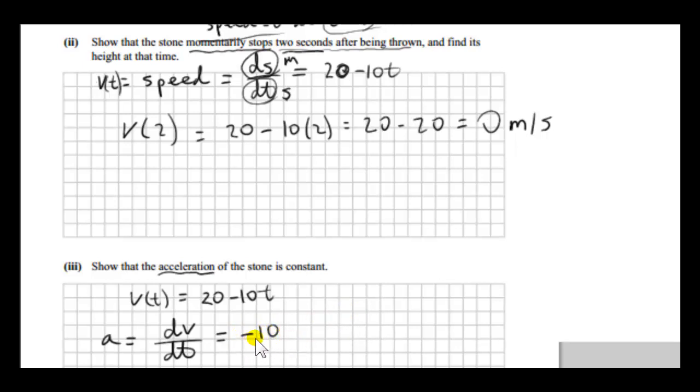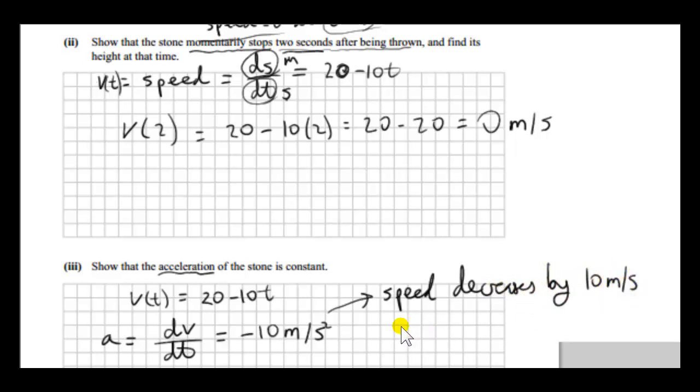We just get a number. We get something that does not involve time. Okay, the acceleration is minus 10 no matter what the time is. So the rate of change of the speed is constant. It's always minus 10. So it means that the speed is decreasing by 10 meters per second each second. This would be written as minus 10 meters per second squared. So this means that speed decreases by 10 meters per second each second.